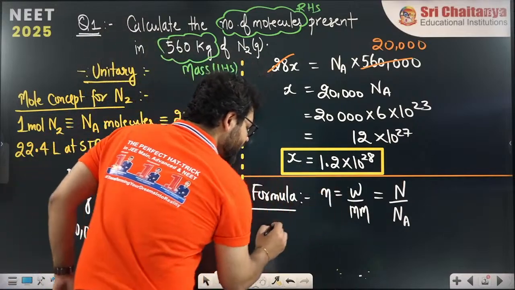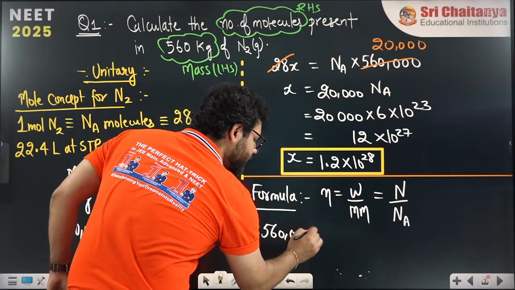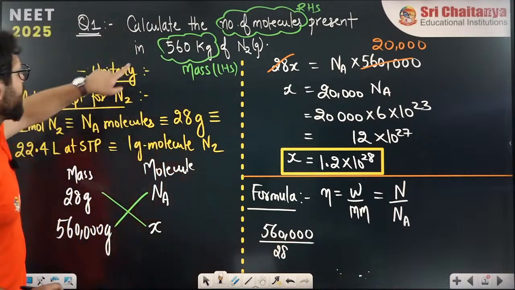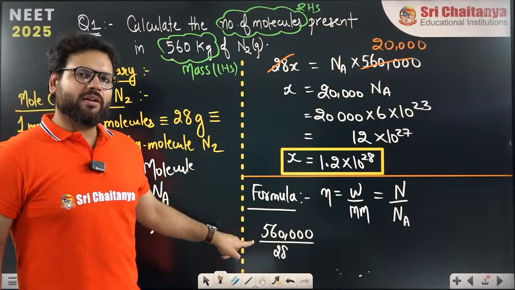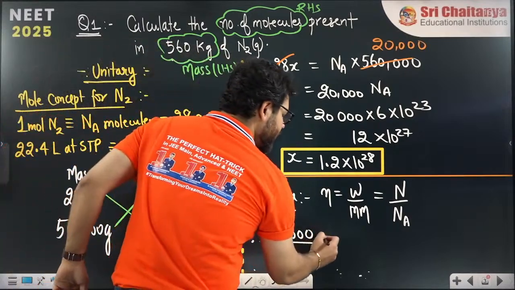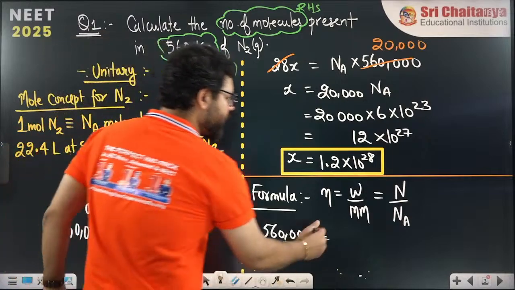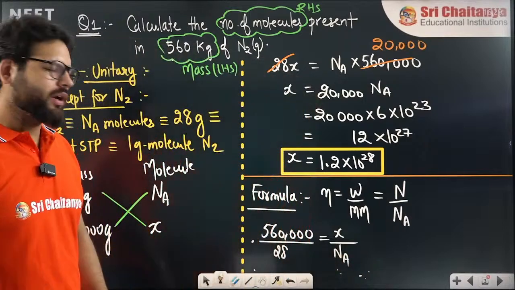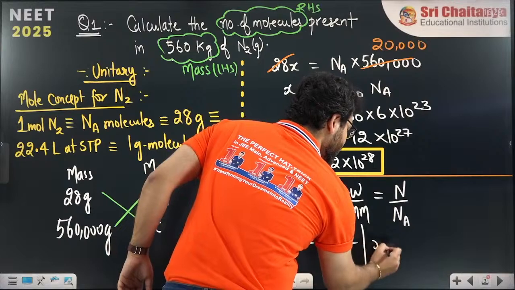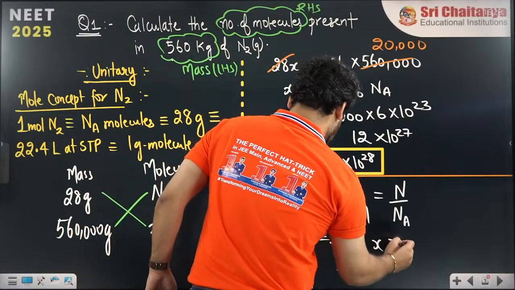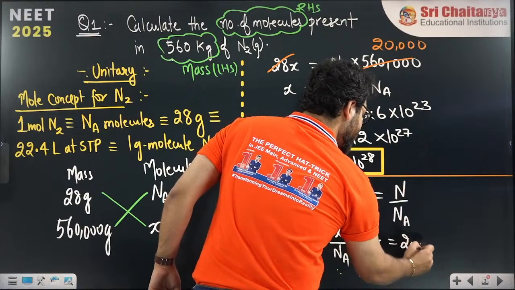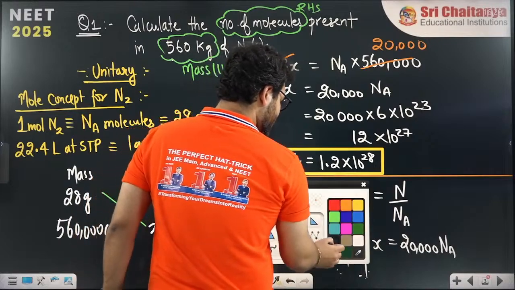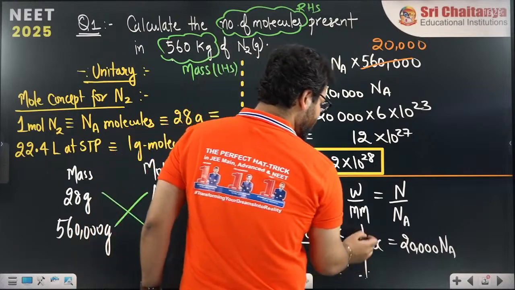So I will say weight given is 560,000 gram. Molar mass is 28 gram. These are moles. Correct or not? Moles can also be written in terms of molecules, which is given number of molecules. I don't know, I'll keep it X by Na. X by Avogadro. Cross multiply. You get X is equal to 20,000 Na. Whichever method you feel is comfortable for you, you go by that method.